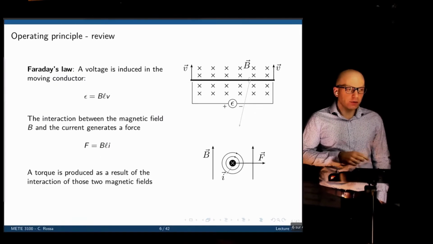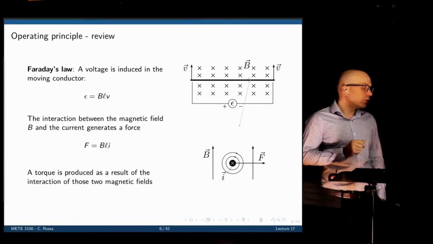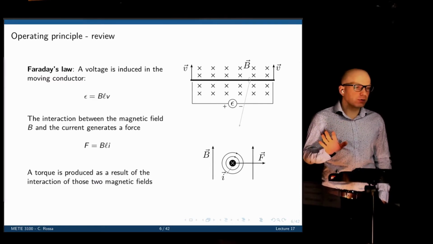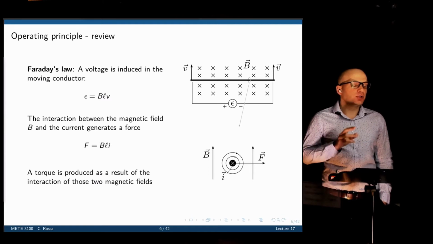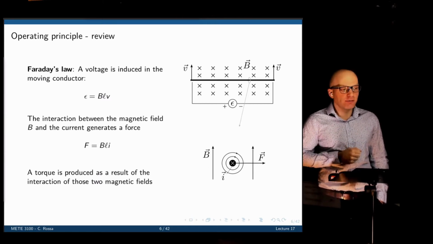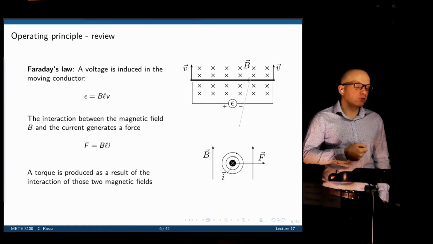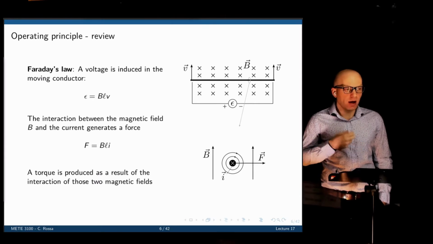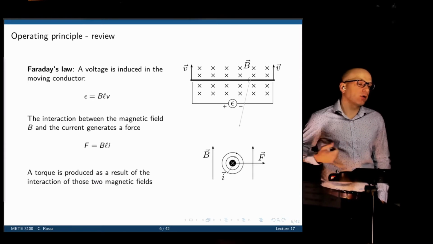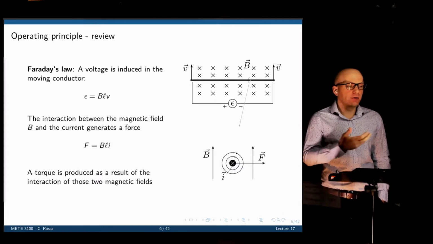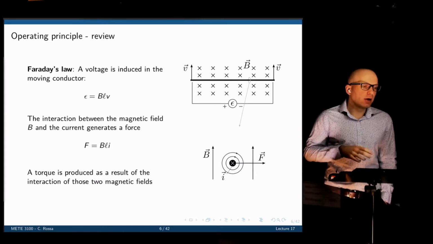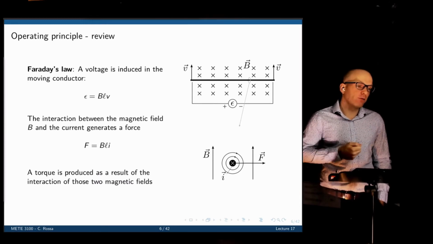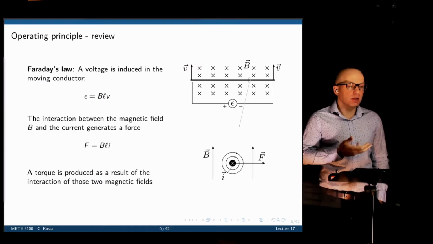Before we go any further, let's go back to lecture 16 and do a quick review of the operating principle of an induction machine. We have two principles to cover. The first one is Faraday's law, which states that if a conductor is moving in a magnetic field, or if a conductor experiences a changing magnetic field, an electromotive force will develop in that conductor. And if you close the path of that conductor, then that EMF will induce a current in the conductor.